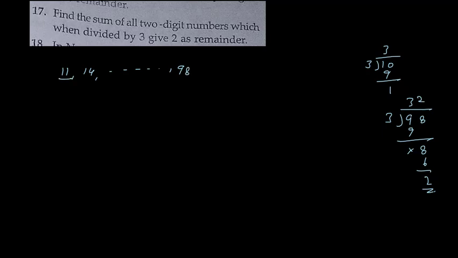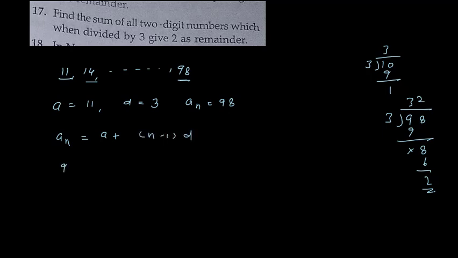First number is 11, difference is 3 and last number is 98. So here you have a is equal to 11, d is equal to 3, an is 98. Now I want the sum of n numbers. So first I have to see what is n. So for that I will use the formula for an. An is equal to a plus n minus 1 d.